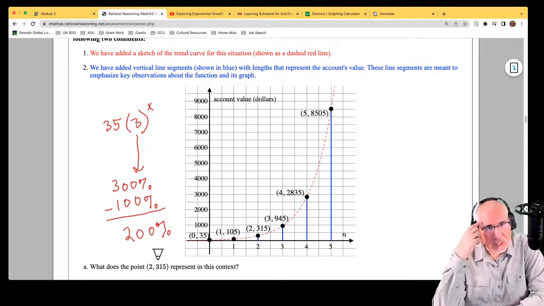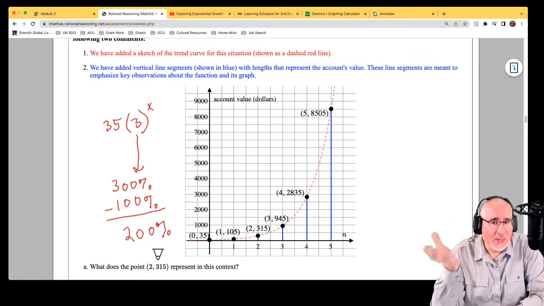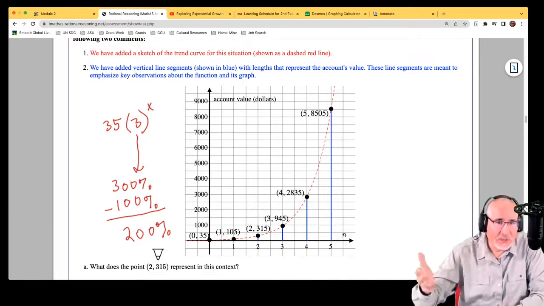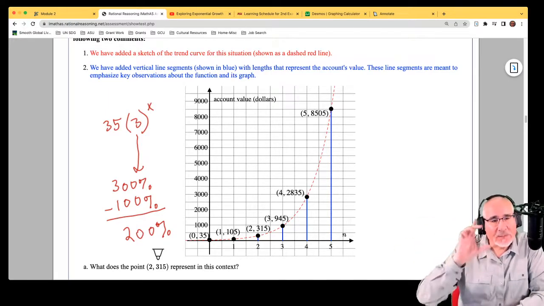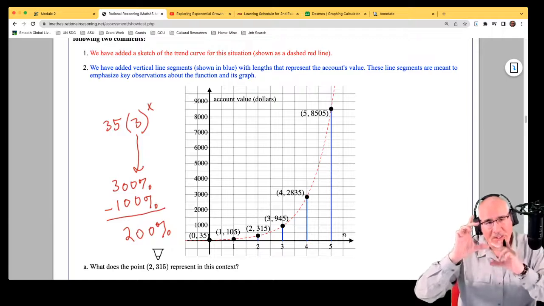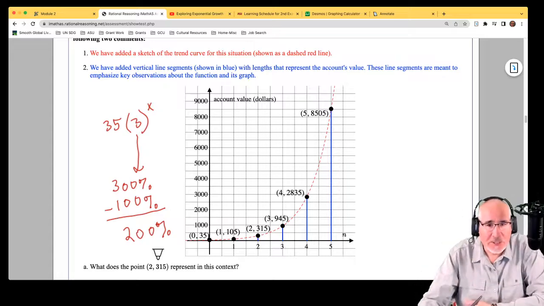But mentally, a lot of times we'll think, oh, that means we're doubling, right? 200, we're getting 200% bigger. But that's the amount of the increase. The amount that we had to start with is still there. So we've got that 100 plus the 200%.